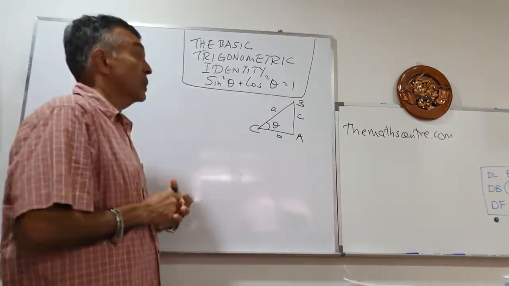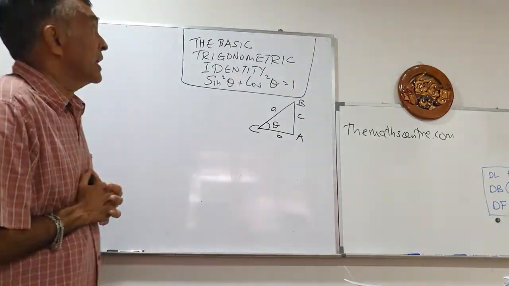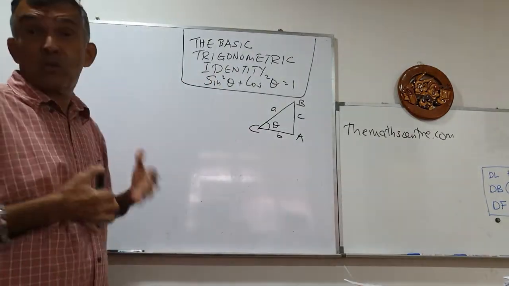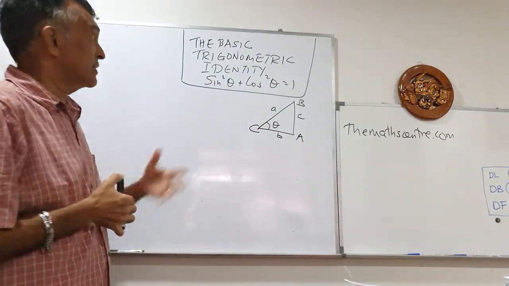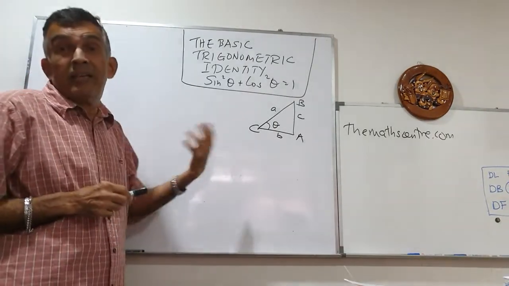Okay, so let's get started. The basic trigonometric identity that we use quite a bit is sine squared theta plus cos squared theta equals 1. So let's look at a simple proof.